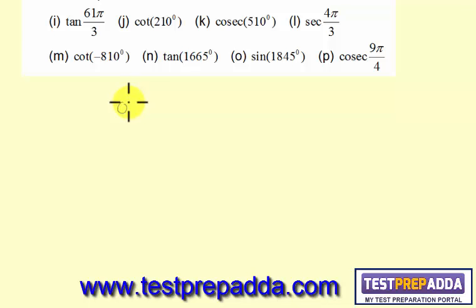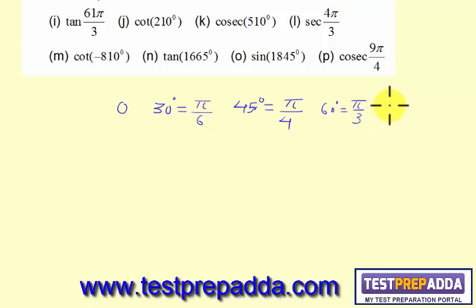0 degree or 0 pi, 30 degree, which can be written as pi by 6, 45 degree, which can be written as pi by 4, 60 degree, which can be written as pi by 3, 90 degree, which can be written as pi by 2. So these are the basic angles and we have to know the trigonometric ratios for these angles.